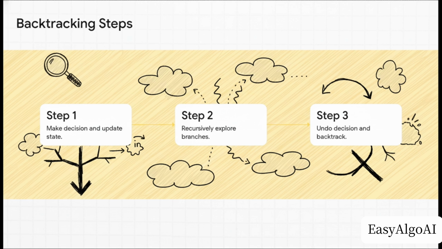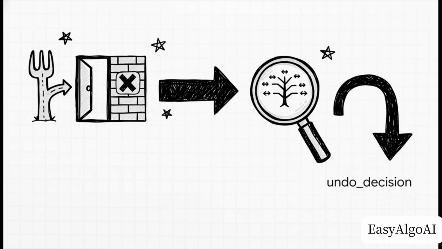But Step 3 is the most important one. If that path doesn't work out, you backtrack. You do this by explicitly undoing the decision you just made and reverting your state back to exactly what it was before. Here is how that conceptual logic translates into a bare-bones Python template.